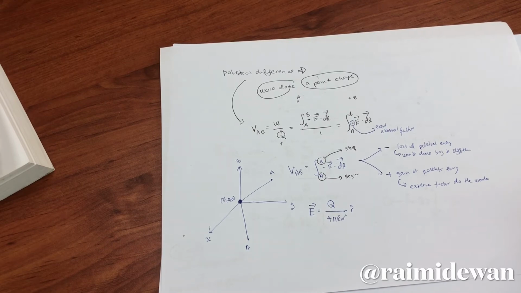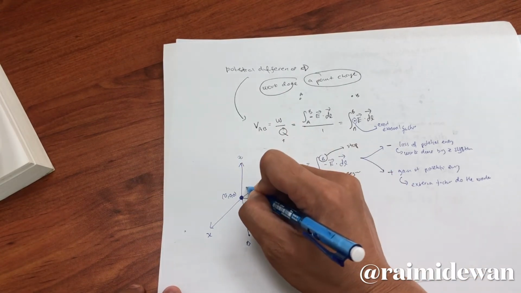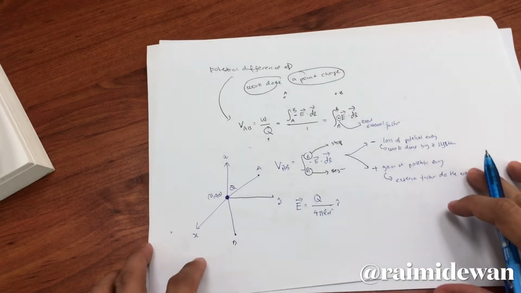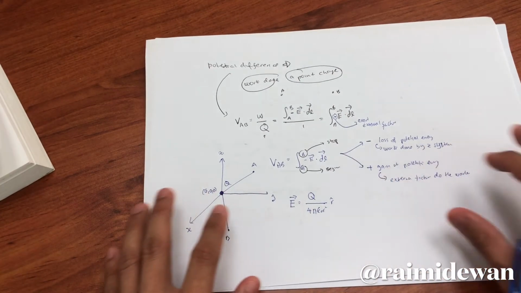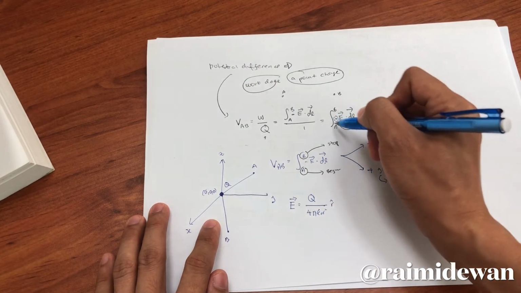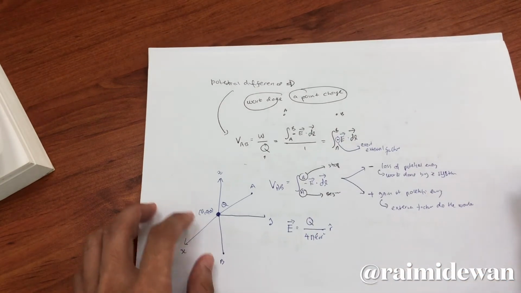Where an electric field E exists due to a point charge. Here is our point charge at the origin. So what is the potential difference? Before that, we have to properly dot these two vector quantities.